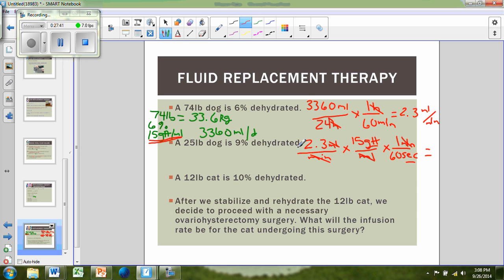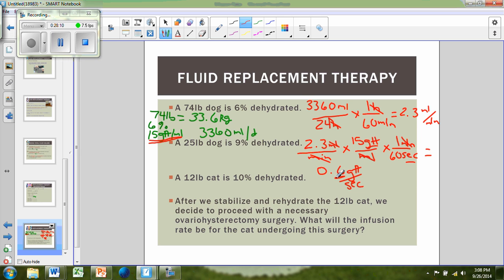So we take 2.3 times 15 and divide by 60, and that's going to give us 0.6 drops per second. Now, can we count 0.6 drops per second coming through our drip chamber? Absolutely not. We cannot do that. So we're going to look at our 6, because what we need to do is try to get it to a whole drop.